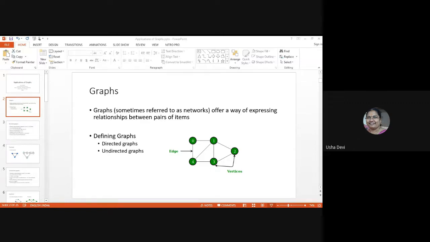A digraph means a directed graph. All graphs have to be expressed in terms of two parameters. One is the set of vertices, which in the case of networks we can call nodes. Another one is edges, which we can also call arcs. These are the two different parameters that form a graph, and overall we can express it as G. This is the mathematical notation for it. G is a graph. It contains two components: one is the set of vertices, another one is the set of edges.